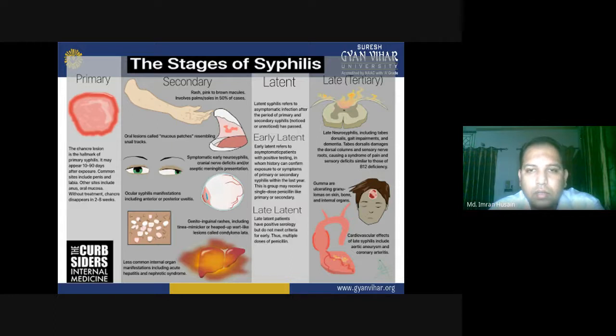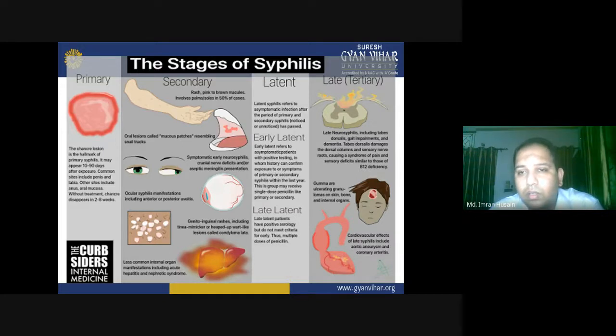So there are different stages. Latent and tertiary phases are there. Latent refers to asymptomatic infection after the period of primary and secondary syphilis has passed. Early latent refers to asymptomatic patients with positive testing in whom history can confirm exposure to or symptoms of primary or secondary syphilis within the last year. This group may receive a single dose of penicillin like primary or secondary. And tertiary, late.